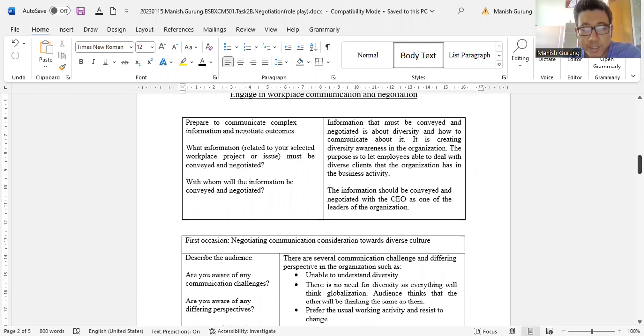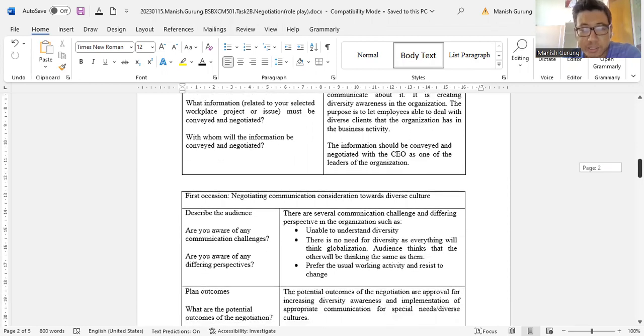What information related to your selected workplace project or issue must be conveyed and negotiated? Information that must be conveyed and negotiated is about diversity and how to communicate about it. It is creating diversity awareness in the organization. The purpose is to let employees be able to deal with the diverse clients that the organization has in its business activity.